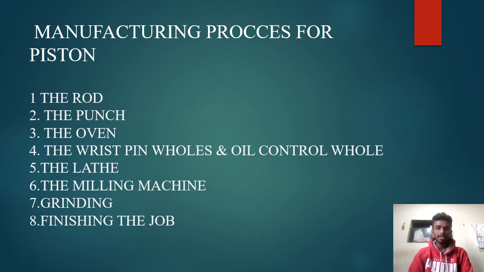So next are the manufacturing processes for making a piston. First is the rod, next is the punch, the oven, the wrist pin holes and oil control holes. Next is the lathe, the milling machine, then grinding and finishing the job.